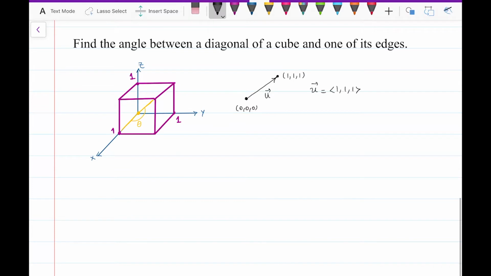Okay, and the other vector would be on the x-axis, beginning at the origin 0, 0, 0, and the point 1, 0, 0. Okay, let me call it v. So the vector v is the end point minus the beginning point, which would be 1, 0, 0. Okay, now I want to find the angle between these two.